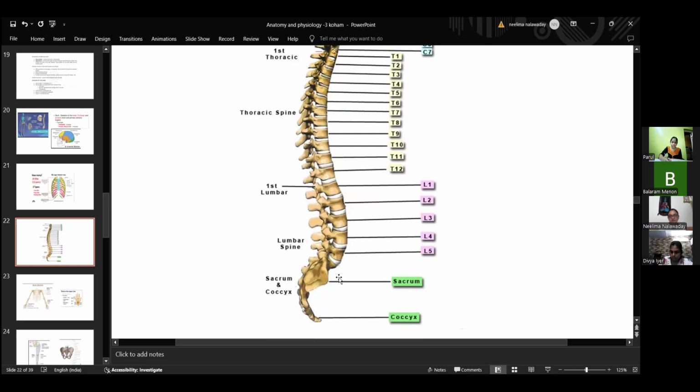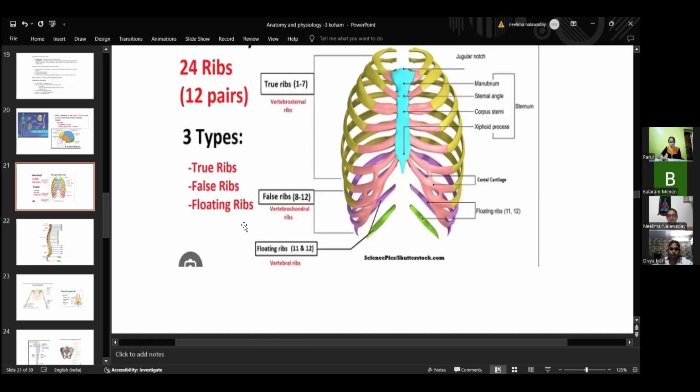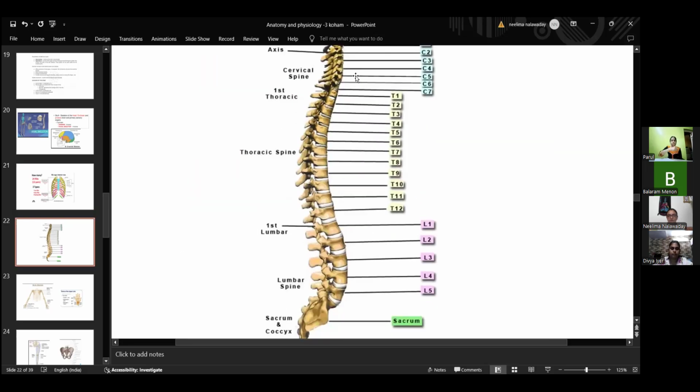But if we count the sacrum and coccyx as 1 fused, then we can do 33 minus 9. Right? So that is how our vertebral column is made up of irregular bones called vertebrae. Vertebra singular, vertebrae plural. Right? So axial skeleton is clear.